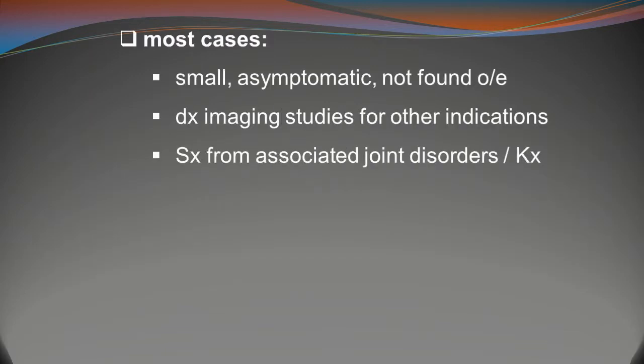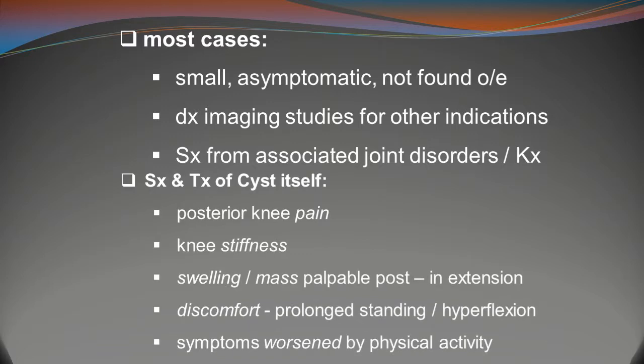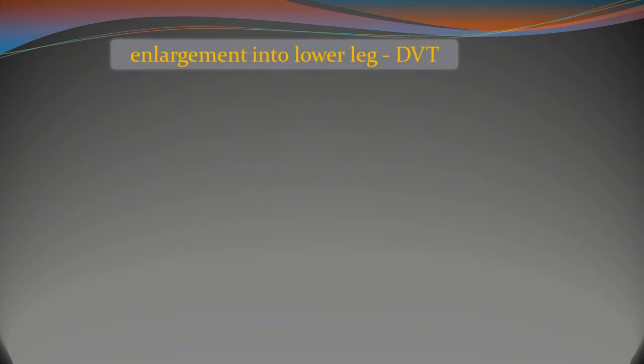So most cases are small and asymptomatic, not found to have osteoarthritis, and are diagnosed on imaging studies for other indications, and may be associated with joint arthritis. So the signs and symptoms include posterior knee pain, knee stiffness, swelling, discomfort, and symptoms worsen with physical activity.